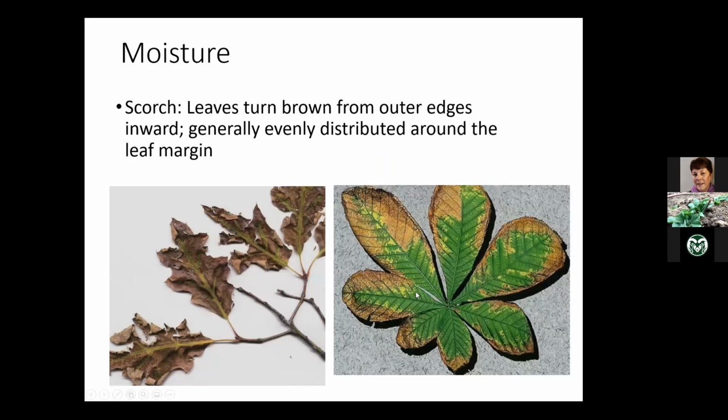I mean, the leaf on the right here is still able to photosynthesize a little bit, but again, something's going on. It needs some moisture. It's probably in an area where it's getting residual heat, and so it's causing some of that scorch damage.